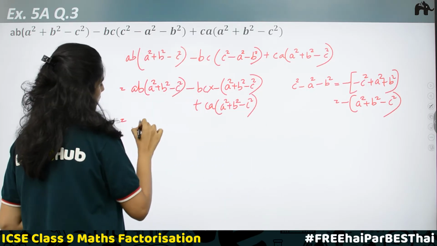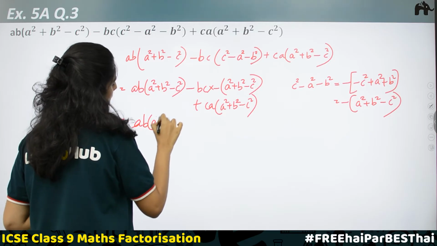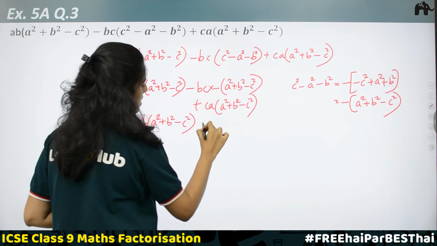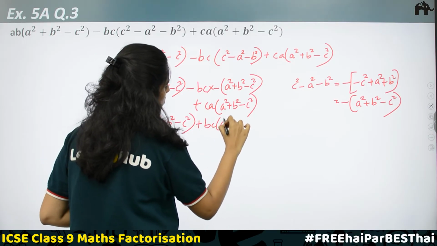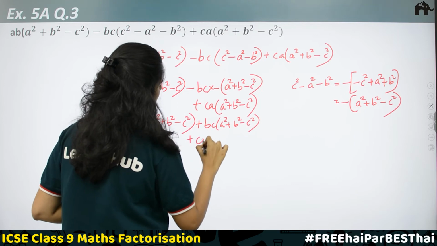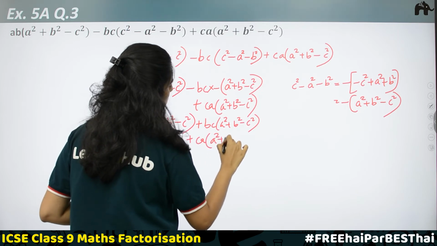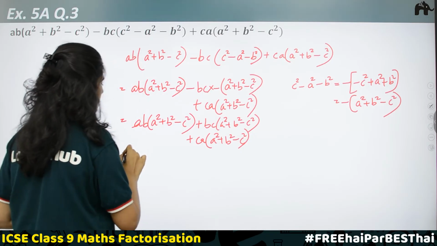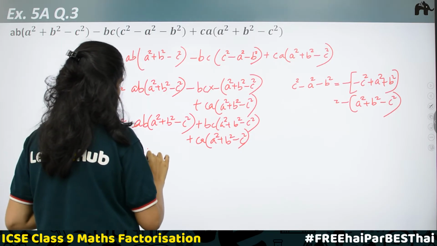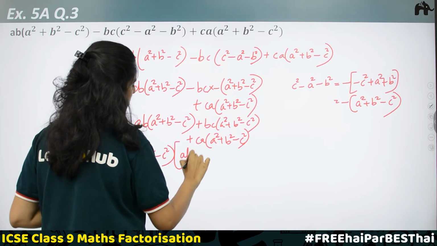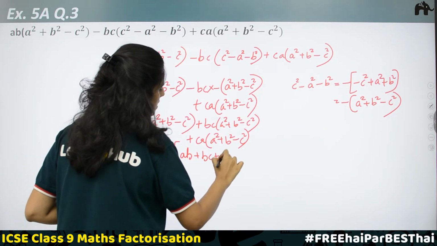So that is equal to ab into a square plus b square minus c square. Minus of minus is plus. bc into a square plus b square minus c square plus ca into a square plus b square minus c square. Okay, take out the common term. a square plus b square minus c square is common. Taking out, then you have ab plus bc plus ca.